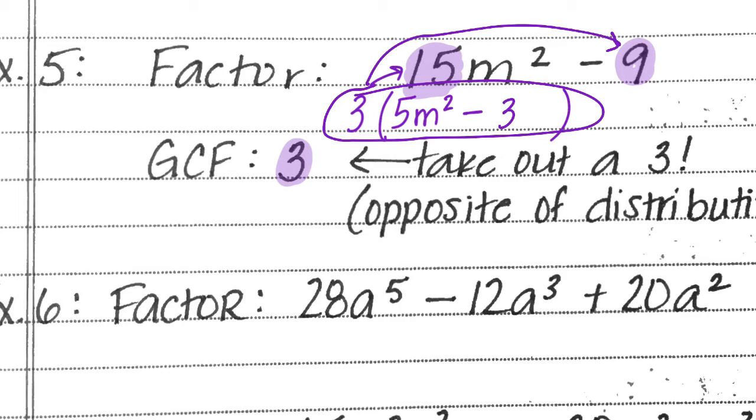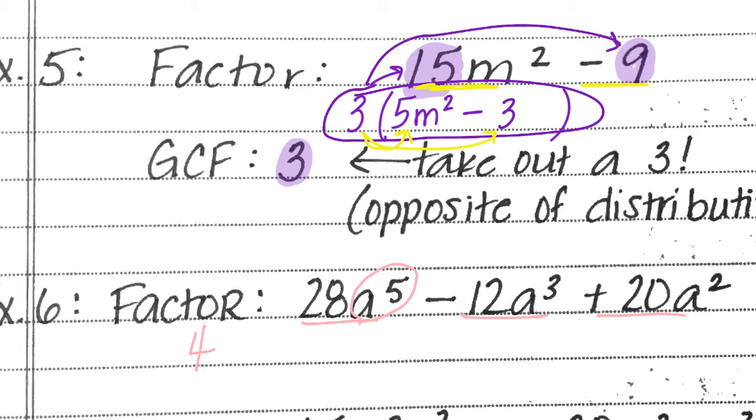Now the nice thing about these is I can always go ahead and check. I can take 3 times 5m squared and I get 15m squared. And 3 times negative 3 and I get negative 9. But look at the next one, it's a little harder. I have 28, negative 12, and 20. I think only a 4 can come out of all of those.